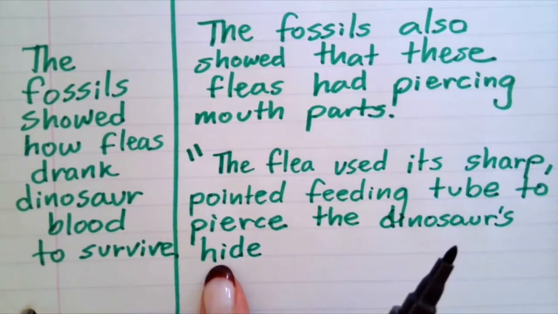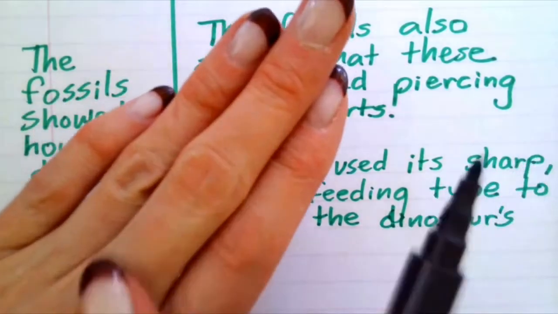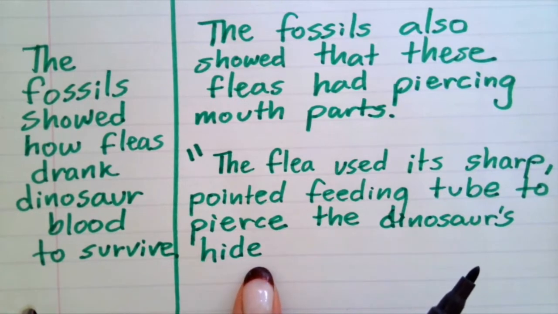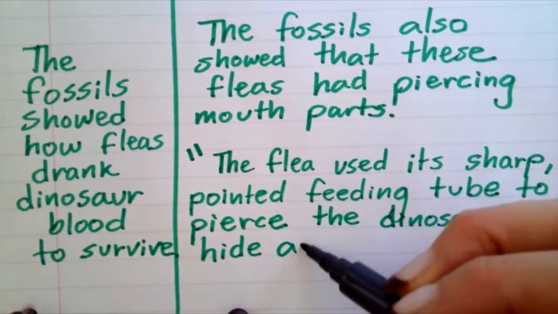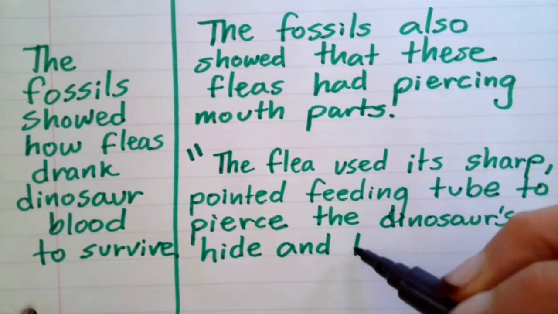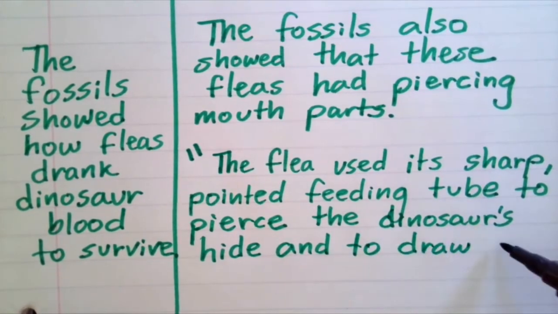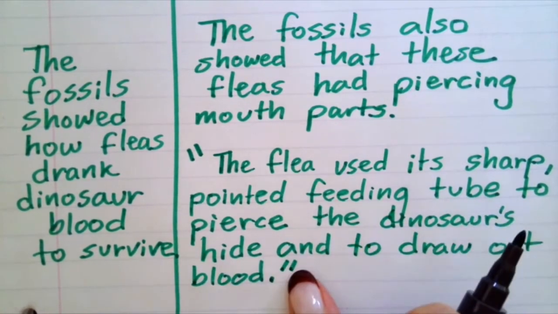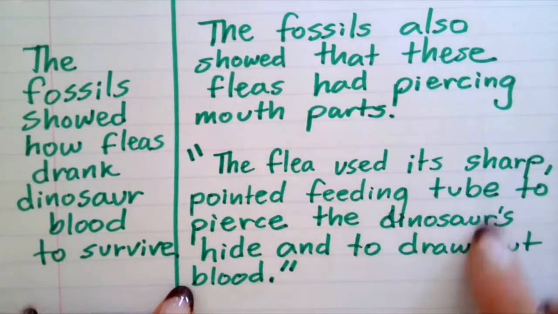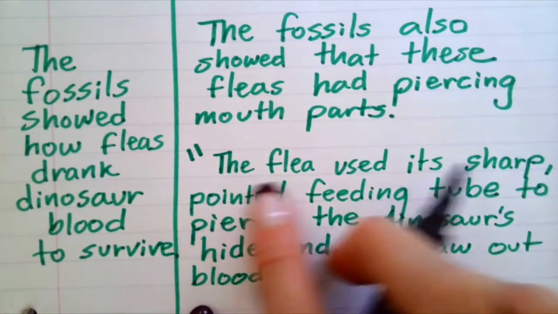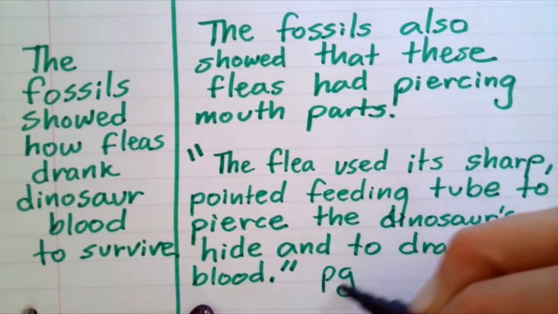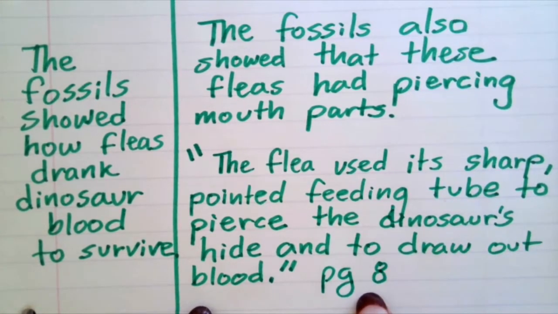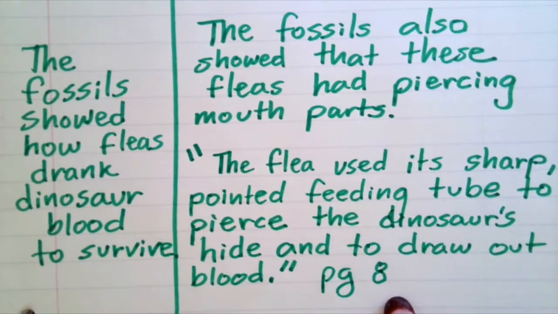Remember, this meaning of the word hide means the dinosaur's skin. They're not hiding from the fleas, but I bet they wanted to. Fleas are itchy. And to draw out blood. And I'll put more quotation marks. That means everything between these marks is someone else's words. So when I tell people this information, I need to let them know it is on page 8, tell them the title of the book where I found it and who wrote that book. That way, other people can look up the same information for themselves.